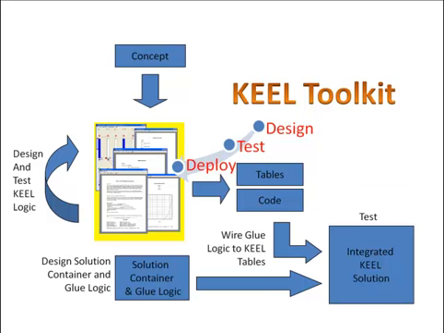In addition to auto-generating the code, the KEEL Toolkit also auto-generates the data tables. The code is approximately 3K in size, which is about 3 to 5 pages, depending on the code you select. The data tables will grow as the system size becomes more complex.